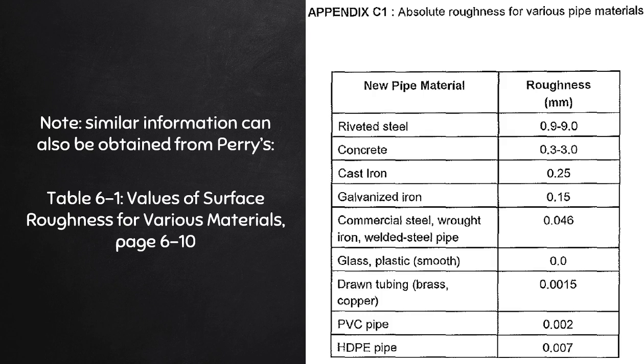Notice that for glass, for example, the roughness is negligible, while for drawn tubing such as copper and brass, and plastic-based materials like PVC piping and high-density polyethylene piping, the roughness is quite low.